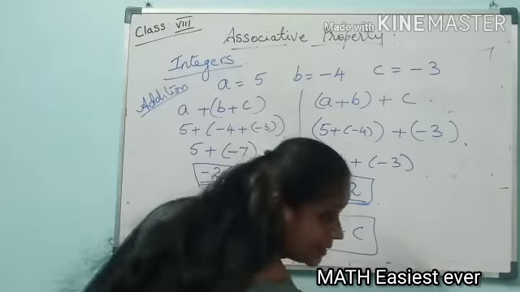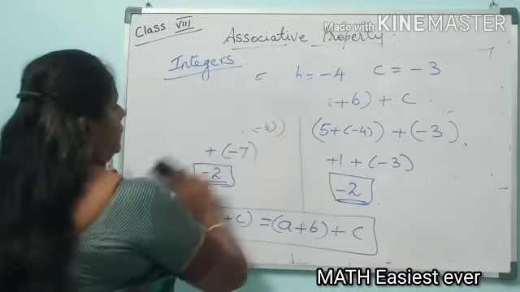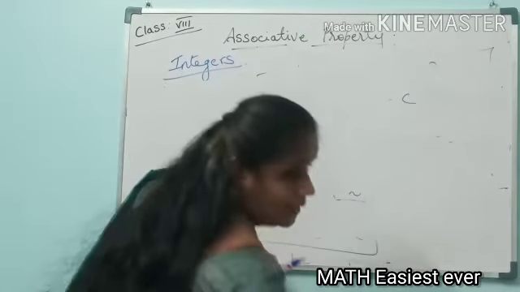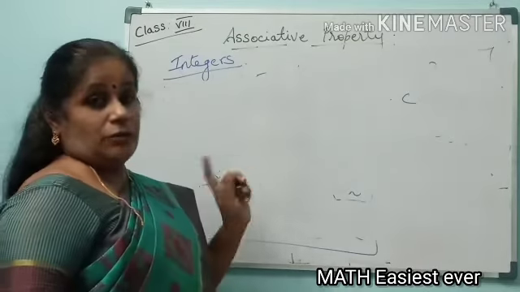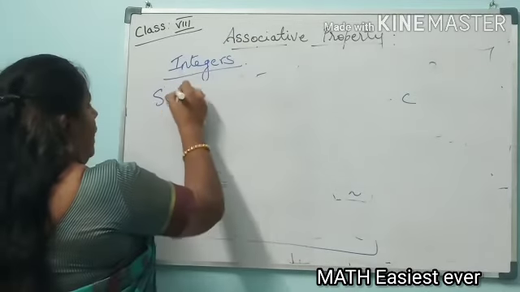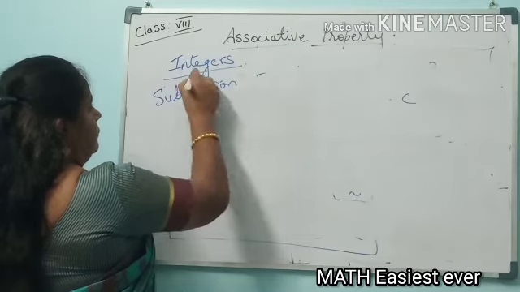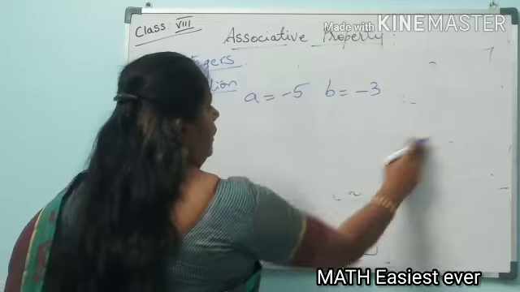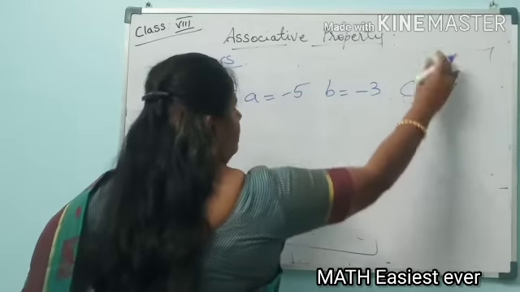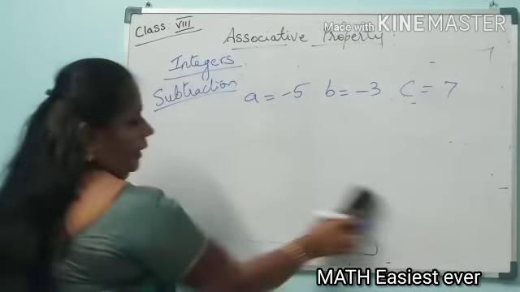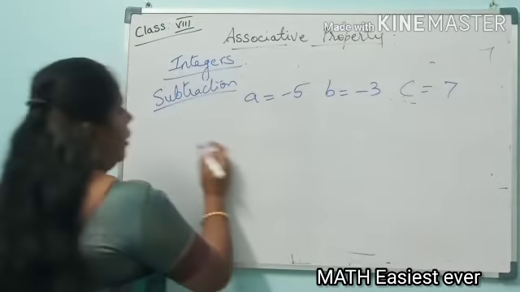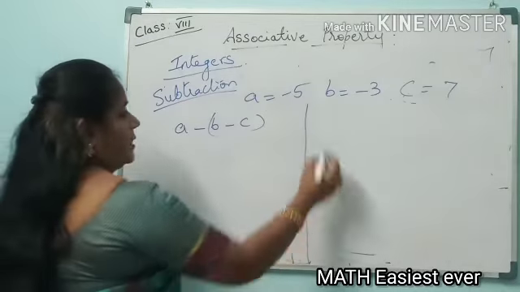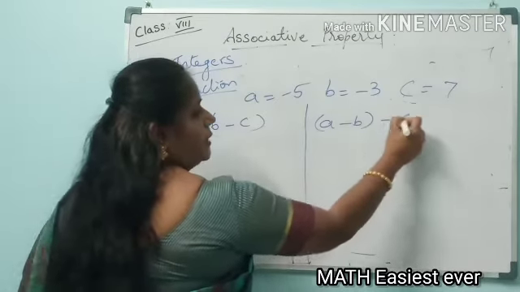Now let's go for subtraction. Let's take any three integers A, B and C and do the subtraction and check whether subtraction is associative for integers. Let's take our A as minus 5, B as minus 3 and C as plus 7. Any three integers you can take and you have to check it. Okay. Now what is (A minus B) minus C? And we have to check that side also, A minus (B minus C).